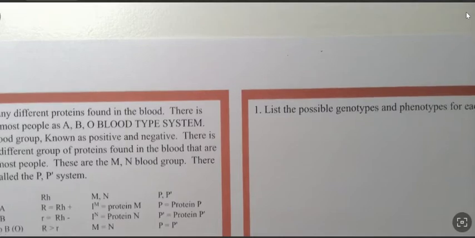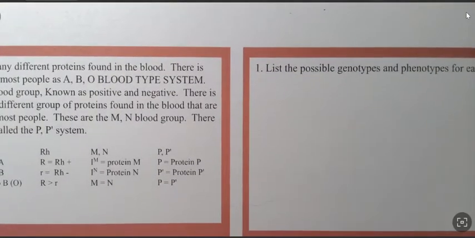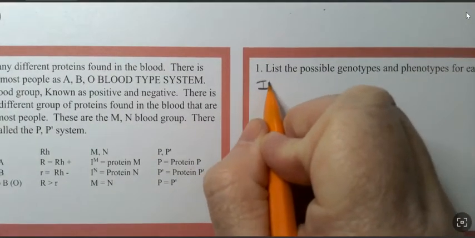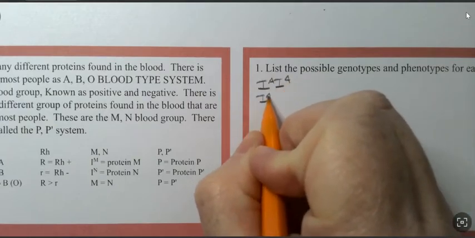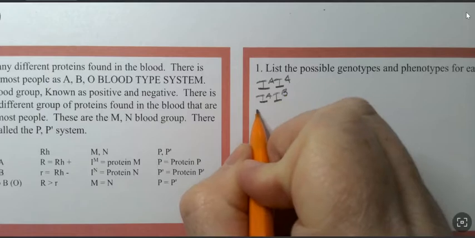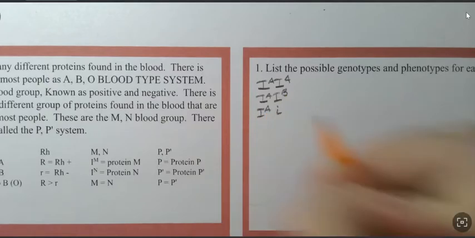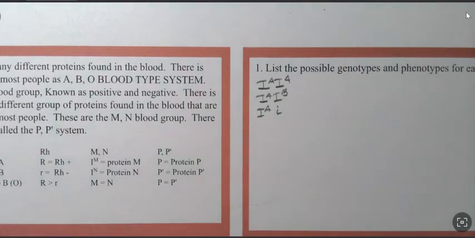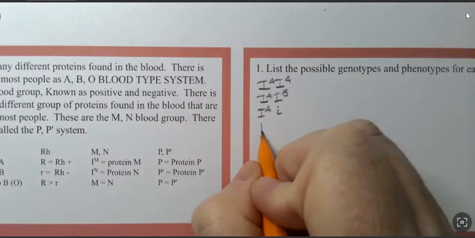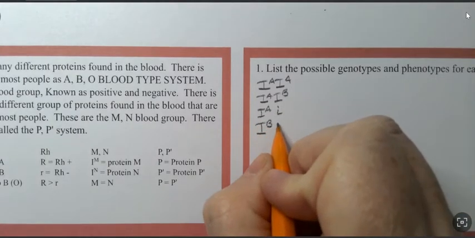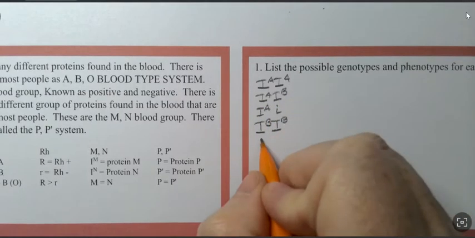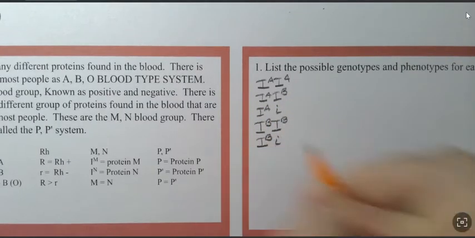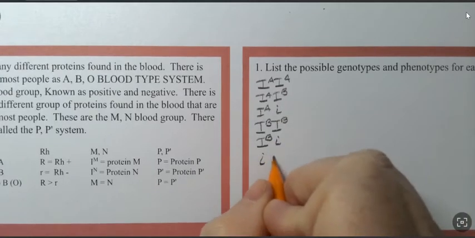How many different ways can I write those? We're just going to distribute. IA can be with itself, with a B, or with a little i. Okay, now I can go to the B. IB can be with itself. I've already got it with an A, so IB with a little i. And then I have a little i and a little i.